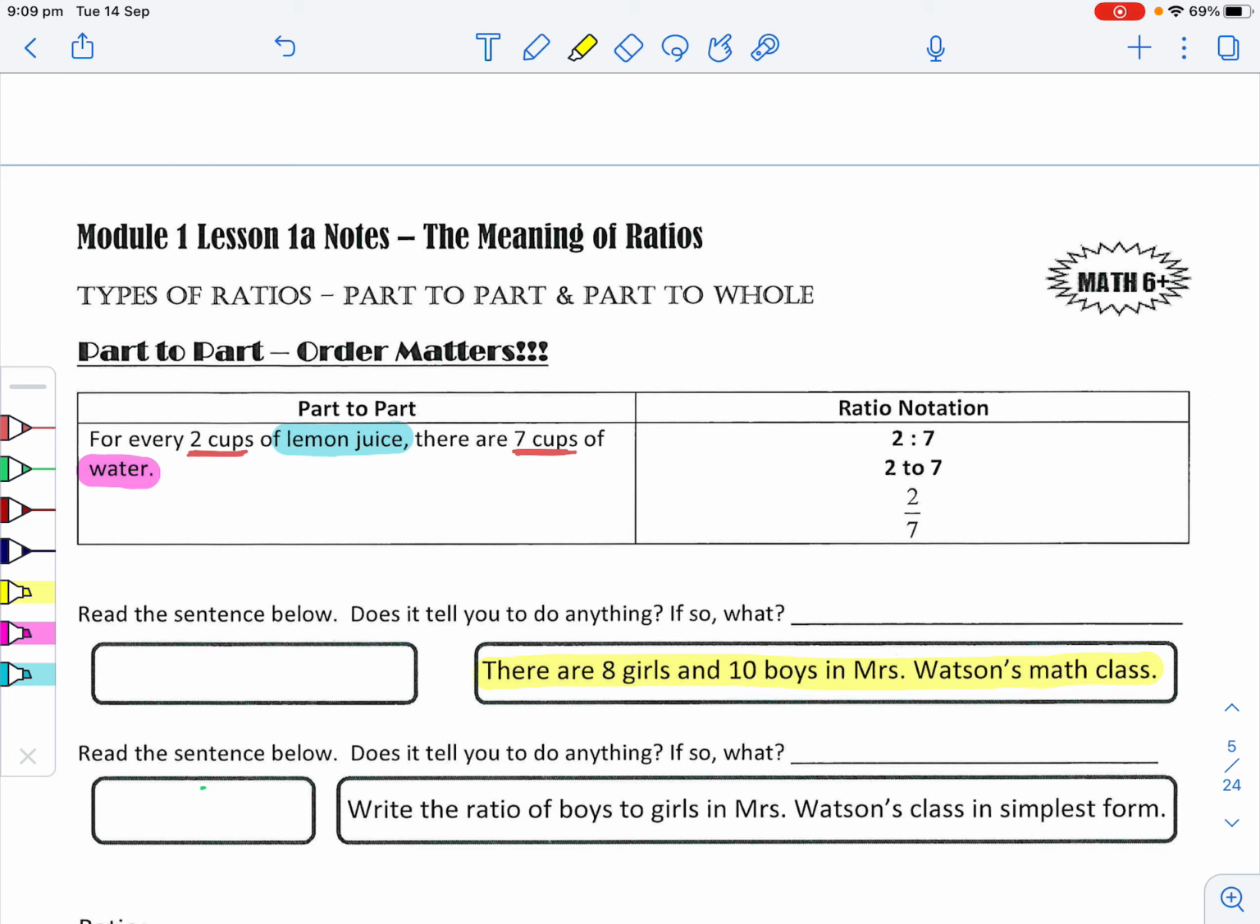This particular sentence is not asking us to do anything. It is purely informational. So I'm going to say no. This is just information. And we're going to call this the informational sentence.